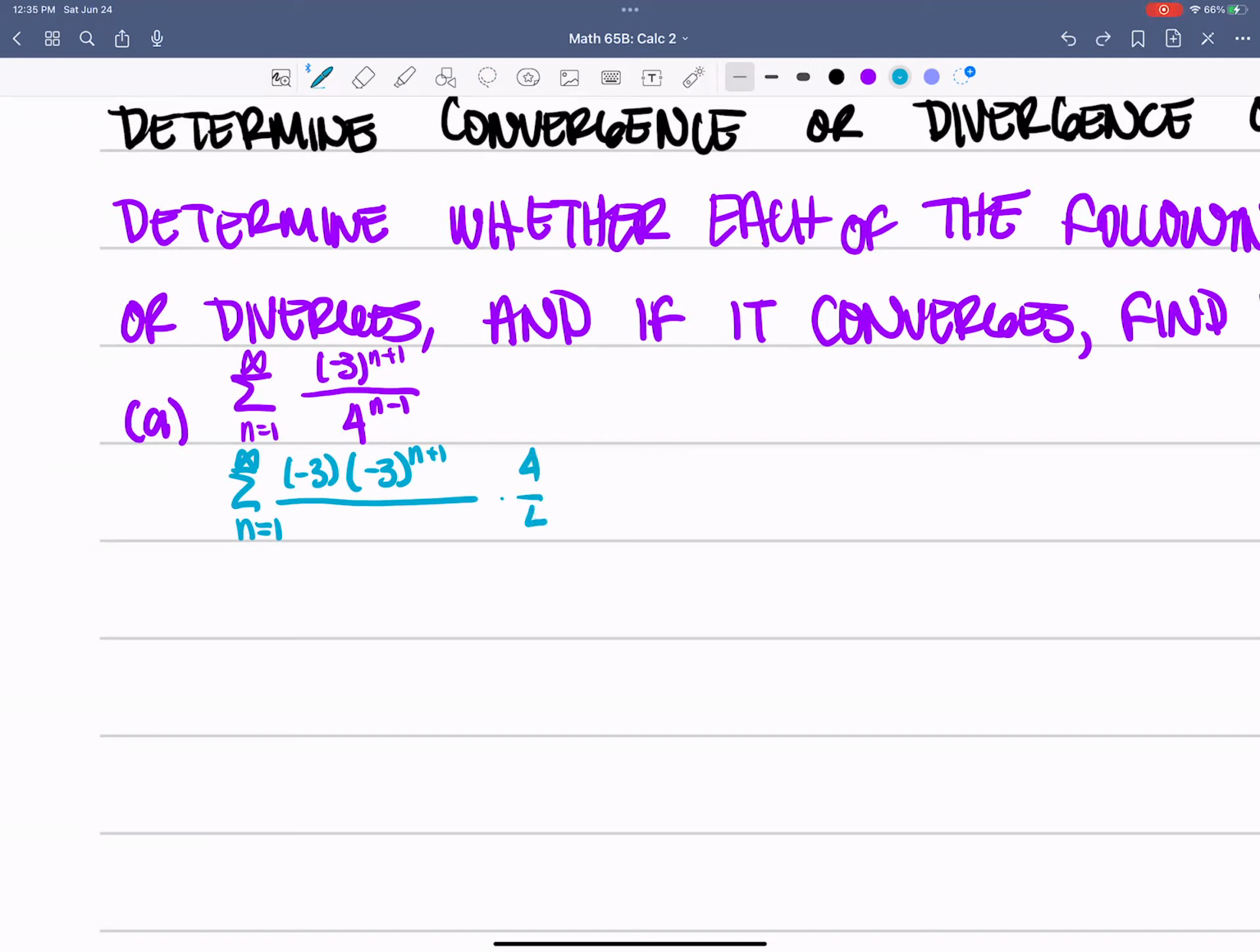Actually, we could do that over in the first step. So let's multiply both top and bottom by 4. So in the numerator here, we end up with another 4, -3, and then we have times 4. Down here, we have 4 to the power n. Clean it up a little bit. N goes from 1 to infinity.